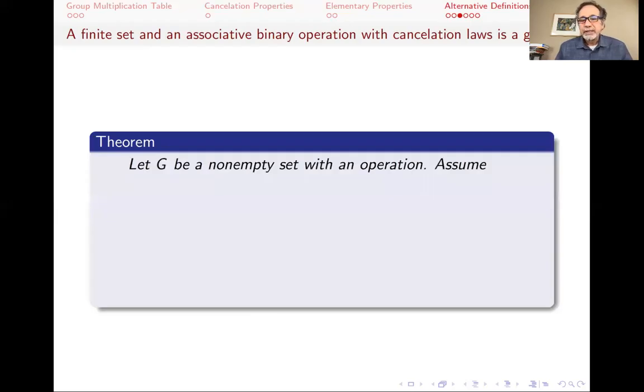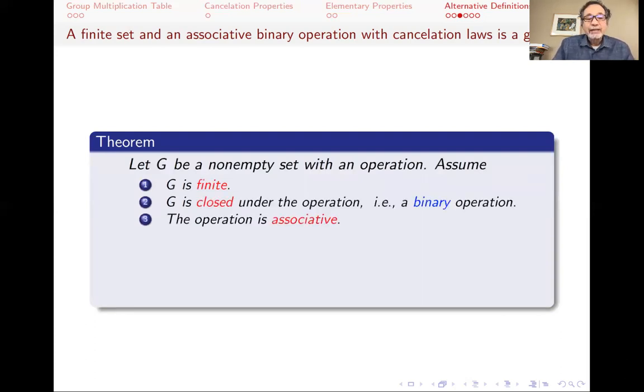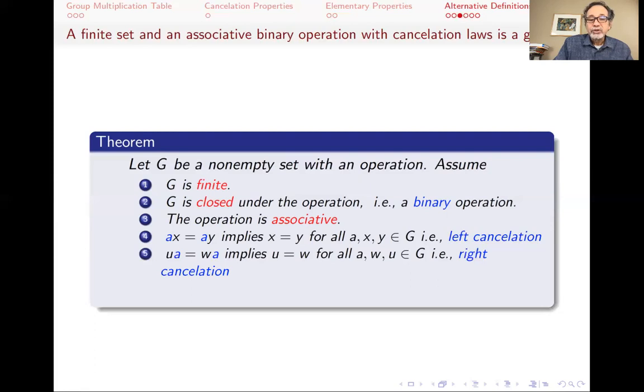Let G be a non-empty set with an operation. Assume that G is finite, so there's a finite number of elements in G, and we have closure and associativity. And assume that you have cancellation on the left and cancellation on the right. Then G is a group. If you have a group, then you have cancellation. But if you have cancellation, you have a group. Cancellation is equivalent to having an identity and having inverses. We have to show that this set together with this operation has an identity and has inverses.